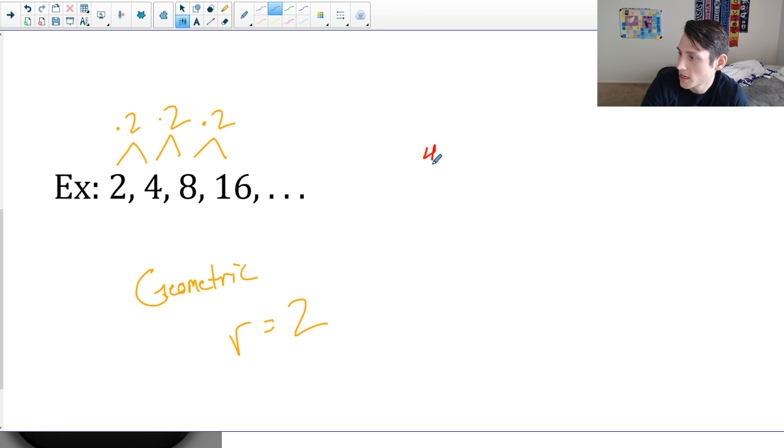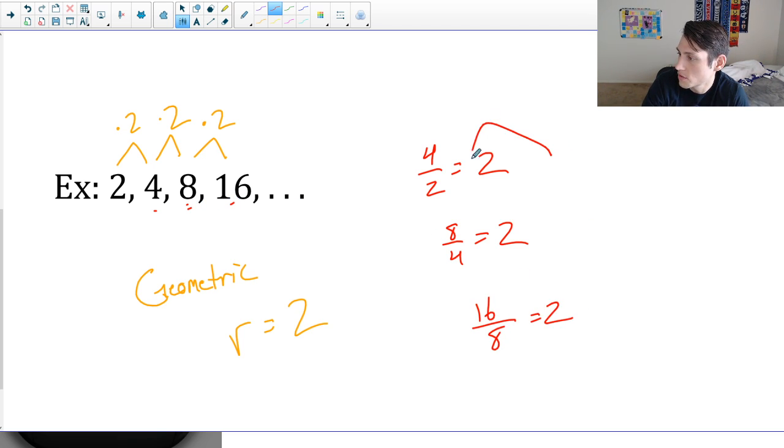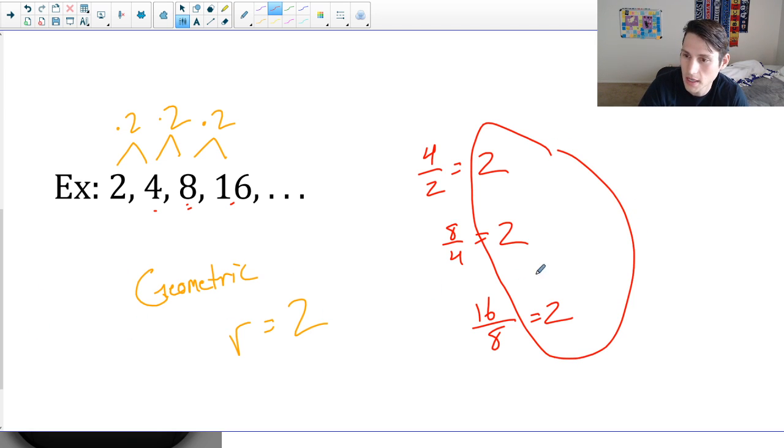So like 4 divided by 2 is 2. 8 divided by 4 is 2. 16 divided by 8 is 2. So I can see that the ratio when I divide is all the same. So that's what's being multiplied each time, is 2.